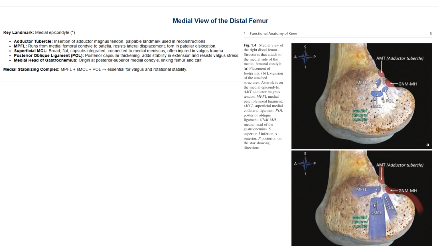So, if we compare the two sides, the lateral femoral condyle is dominated by the LCL, popliteus, and gastrocnemius lateral head, forming the posterior lateral corner. The medial femoral condyle, on the other hand, carries the MCL, POL, MPFL, and adductor magnus tendon, forming the medial stabilizing complex. Together, they balance the knee against stresses coming from both sides. With this medial and lateral anatomy of the femur clarified, we're ready to move directly into the proximal tibia, where the femoral condyles articulate with the tibial plateaus and the menisci complete the joint surfaces.